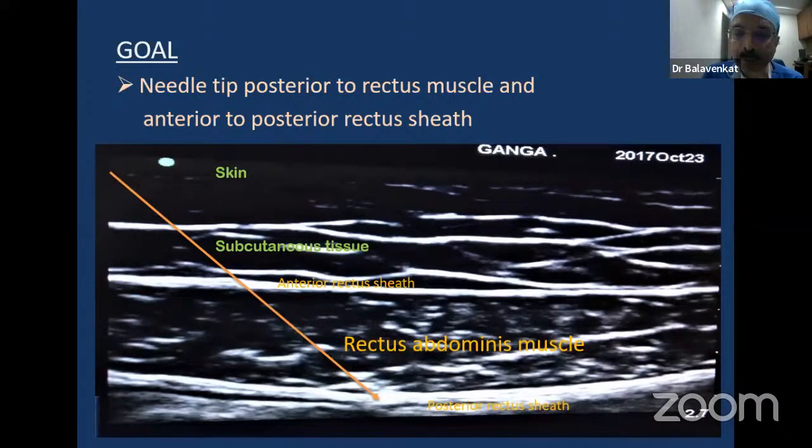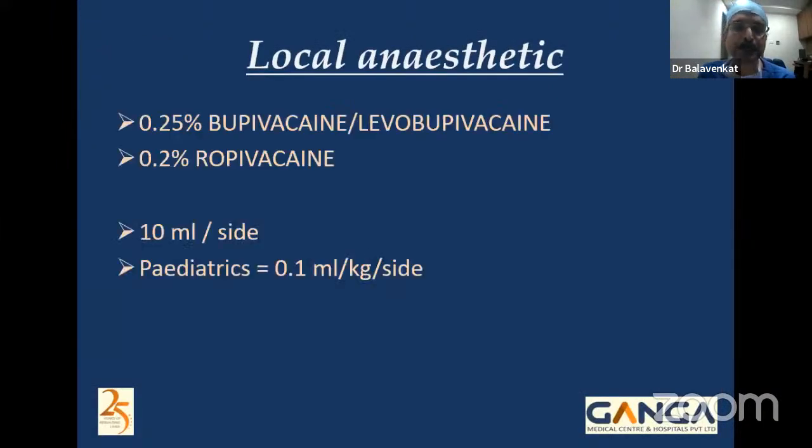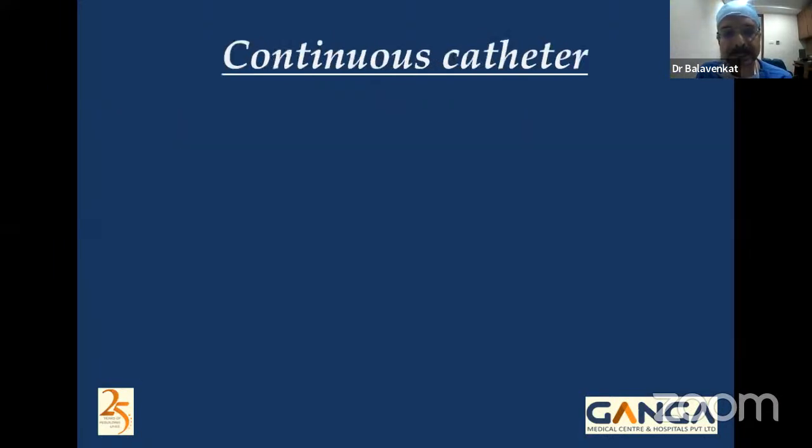So the rectus abdominis block can be done by everyone, even those who have not undergone specific training, because there are no major vessels involved. The volume that you need: we use either 0.2% ropivacaine or 0.25% bupivacaine, 10 ml on either side. If it is a pediatric patient, use 0.1 ml per kg per side. So this is regarding the rectus sheath block.